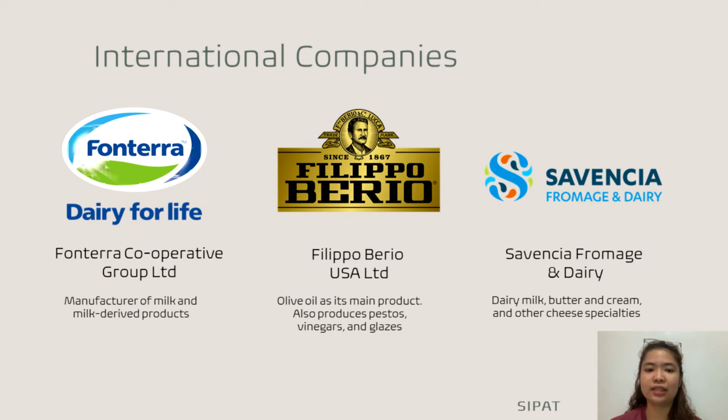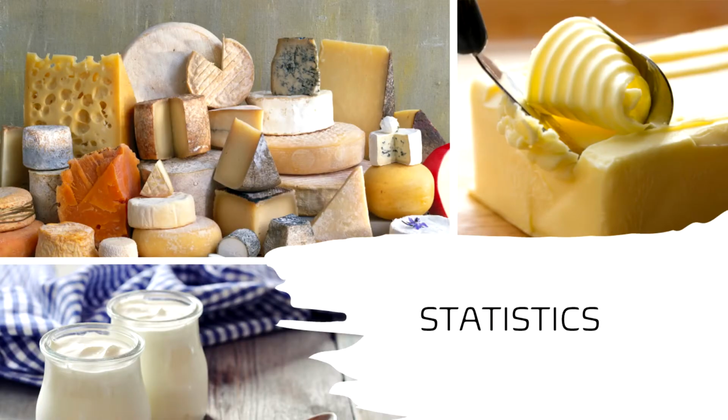Then lastly is Savencia Fromage and Dairy. This company focuses on cheese specialties and high-value added dairy ingredients. Savencia Fromage and Dairy is among the world's leading milk processors, the number 2 cheese group in France and number 5 worldwide. This company provides high-quality cheeses, butter, and cream, and was recognized as the world's number 1 producer of cheese specialties. So now, let's talk about statistics.